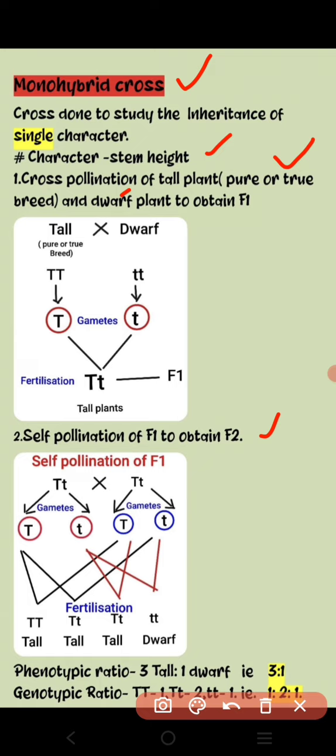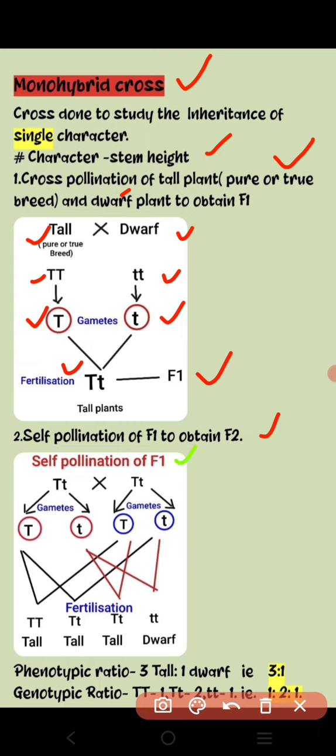And let's see the cross, tall and dwarf plant. Since it is homozygous, capital T, and the dwarf is small t. And the gametes from this is capital T and here small t. And fertilization of these gametes result the genotype capital T, small t. So F1 generation produces all tall plants.